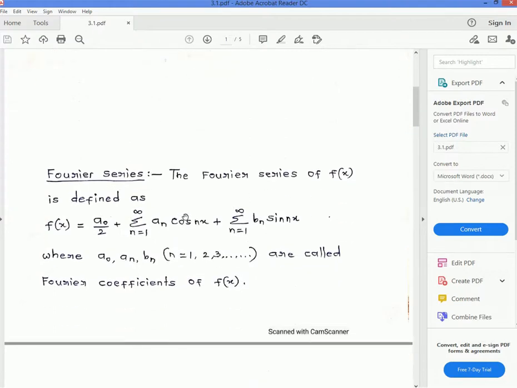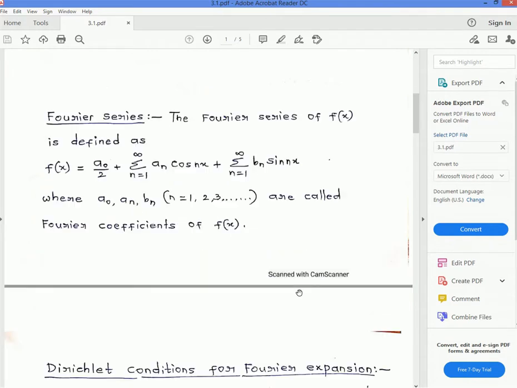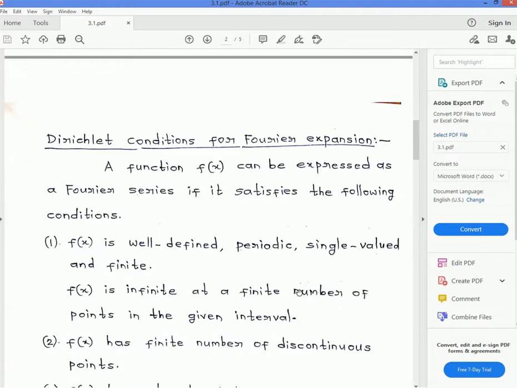So now let us discuss the Fourier series of f of x. Suppose f of x is any periodic function, then the Fourier series expansion of f of x can be written as f of x is equal to a naught by 2 plus sigma n equal to 1 to infinity of a n cos n x plus b n sin n x, where a naught, a n, b n are called the Fourier coefficients of f of x or Euler's formulae. So these are the Dirichlet's conditions.